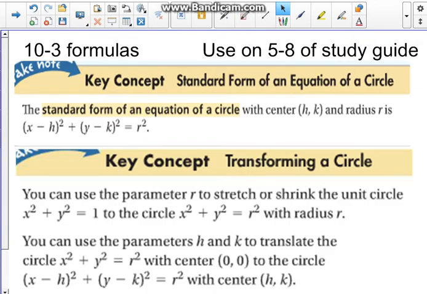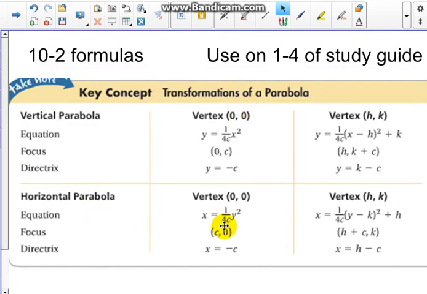I'd like to point out some formulas first. And here are our 10-2 formulas for Chapter 10-2. We're going to use this on numbers 1 through 4 of our study guide. You can pause on this, or refer back by pulling back on the slider for your video, or take a picture of this on your phone and leave it out to the side while you work the problems. We're first going to work with parabolas.